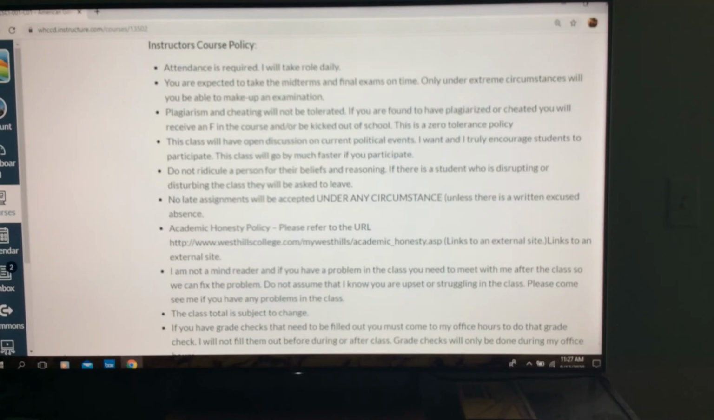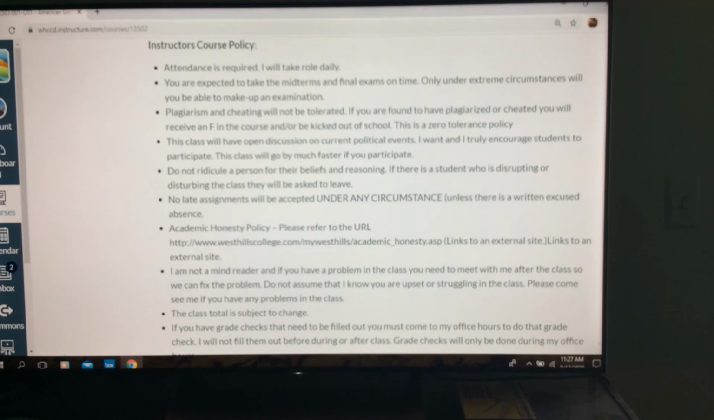I'm not a mind reader, and if you have a problem in the class, you need to meet with me after that class so that we can fix the problem. Do not assume that I know you are upset or struggling in the class. Come see me or see me on Zoom, and we can talk about if you're having problems. I want to try to help you. I want you to get out of this class, because you have to take it. I want you to pass. I want you to do well.